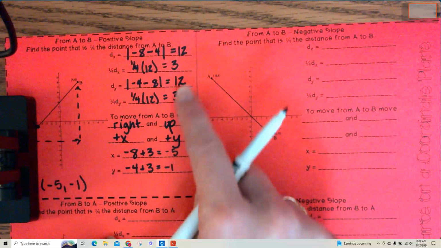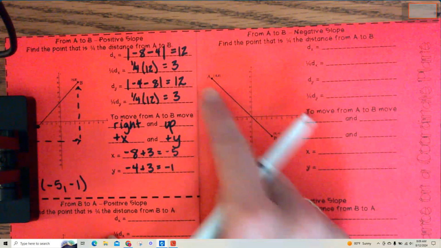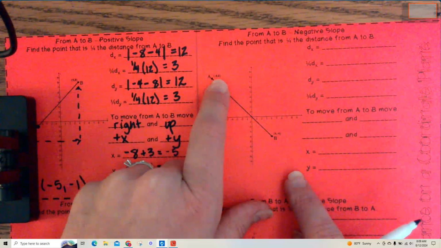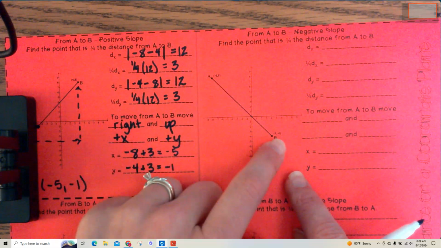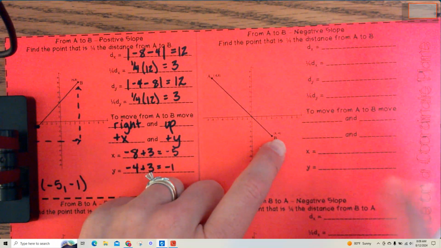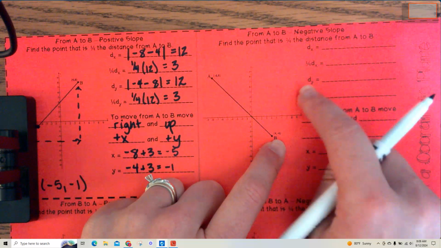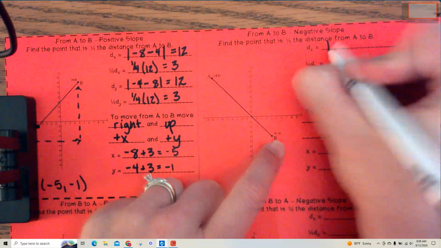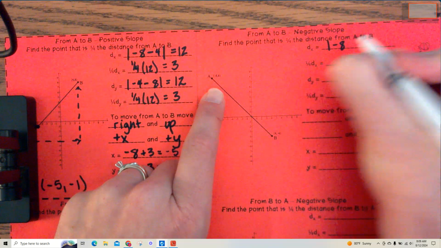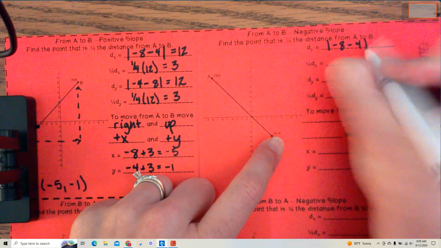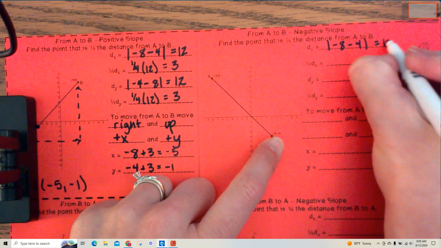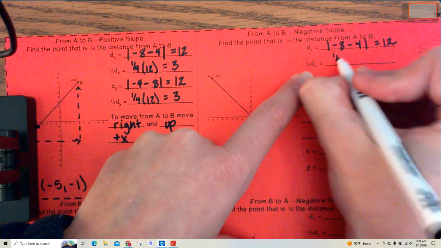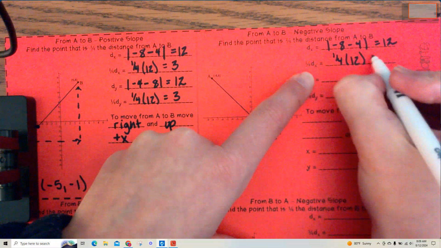Okay, so now we've got a negative slope. From A to B, we're going downhill. Same exact process, okay? This point is -8, 8. This point is 4, 4. So x distance, y distance. So x distance is going to be -8 minus 4, which is 12. A fourth of that distance is going to be 3 again.